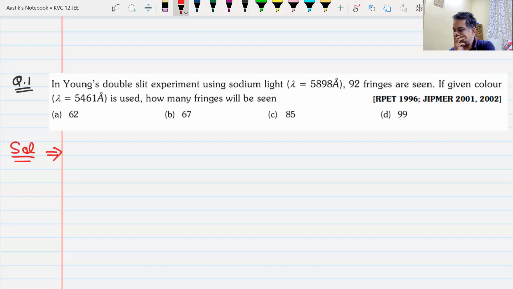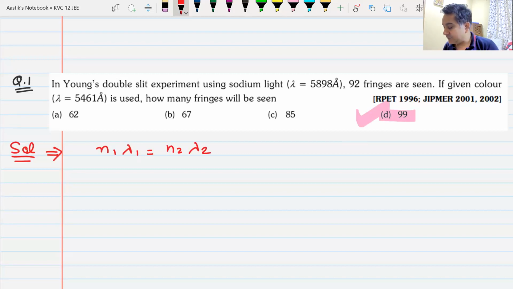Option D. Option D is the correct option. How are you supposed to do this? n1 lambda 1 is equal to n2 lambda 2. Yes or no? Yes, sir.